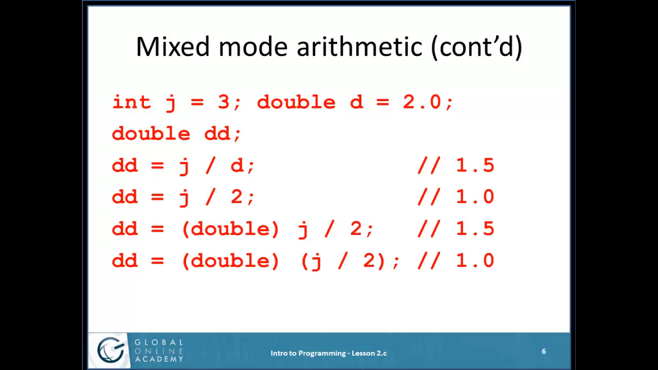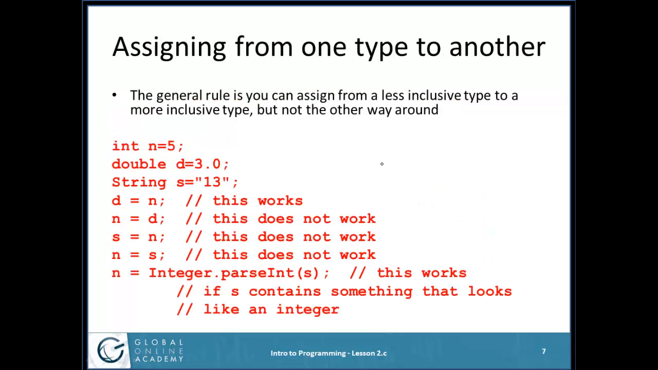If, however, I do (double)(j divided by 2), it's going to do the j divided by 2 first because you put parentheses around it, giving you a 1, then turning it into a double. Need to really pay attention to mixed mode, especially when you're doing division.